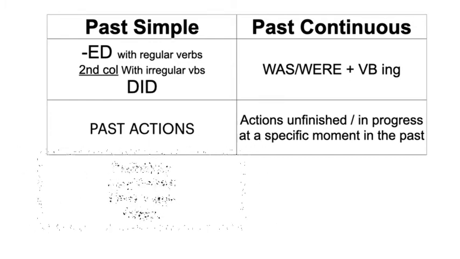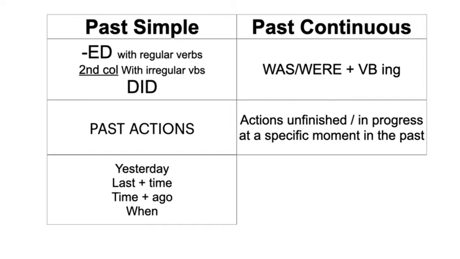Adverbs help me to know when to use one or the other. In general, when you use yesterday or last plus time, you're going to use the past simple. Specifically, when you use time and ago, you must use past simple. That is, ago always goes with past simple. And for the time being, we're going to use when followed by past simple in general. Why is that? You'll see why in the next slide.